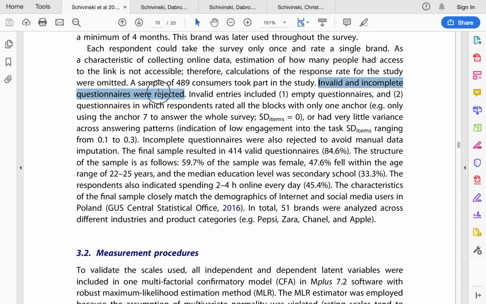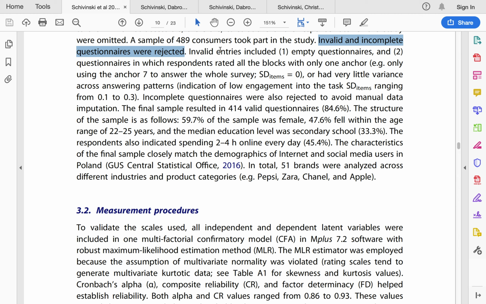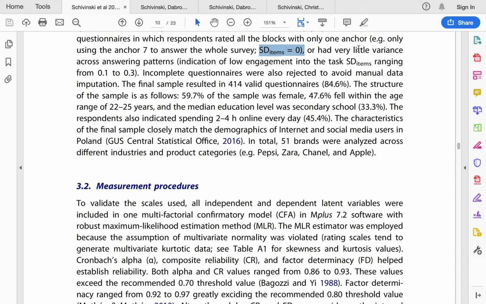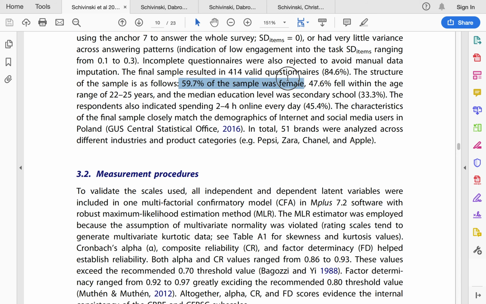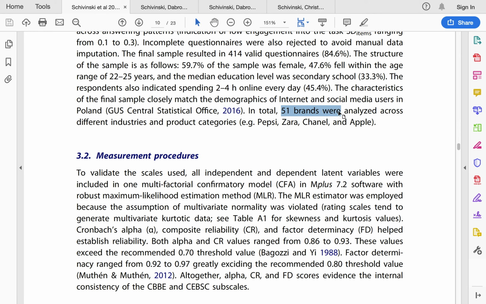I'm rejecting surveys that were not completed. Invalid ones were empty surveys, like when people were not answering the surveys fully. I'm talking about the standard deviation equal to 0, little variance, okay. So I'm talking here about the threshold I used, from 0.1 to 0.3. What else? The final sample, how many people survived the standard deviation check and all this stuff. And then the structure: female, the age, education, social media usage, or the demographics we had right there. The number of brands.